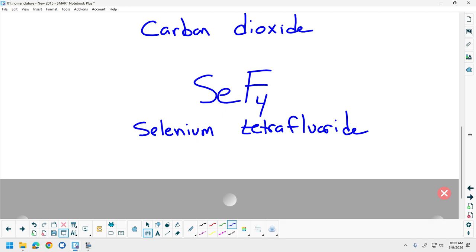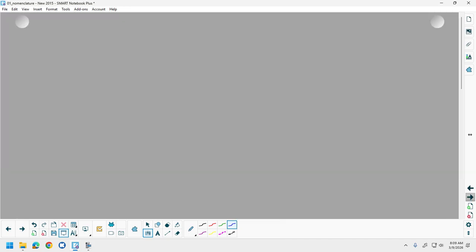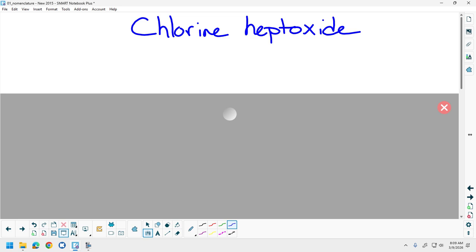Okay. Now we're going in the other direction. We're starting with the names. And now here again, because the prefixes in the names tell us about how many of each element we have, these go pretty quickly. So we've got chlorine heptoxide. No prefix on chlorine, which tells me it's just 1 chlorine. Oxide is oxygen. And hept tells me that I have 7. So our formula there is ClO7.